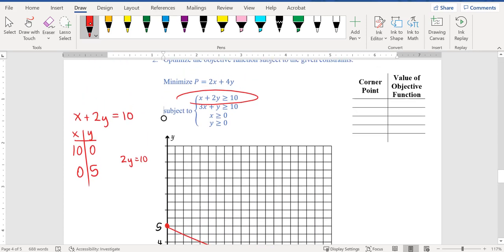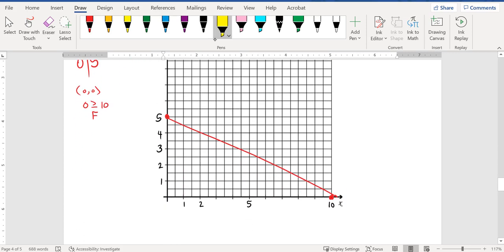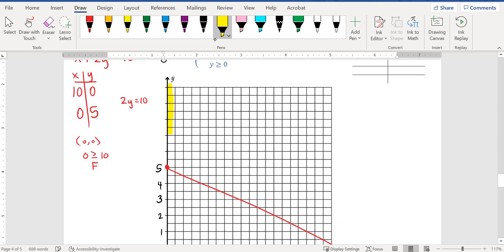Which way do I want to shade? If I pick the point 0, 0 and plug it in up here, I get 0 bigger than or equal to 10. That is false. I do not want to shade this point. So I'm going to pick to shade up here.